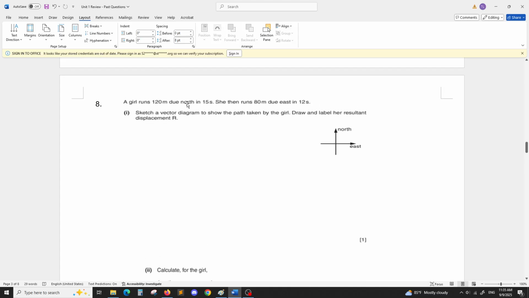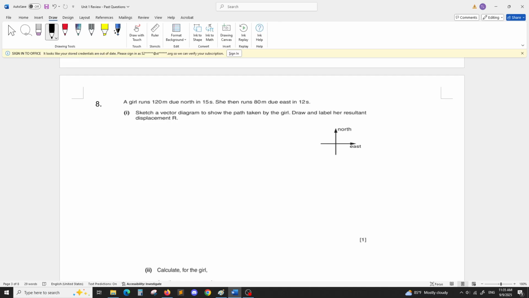A girl runs 120 meters due north in 15 seconds. She then runs 60 meters due east in 12 seconds. Sketch a vector diagram to show the path taken by the girl. Draw and label her resultant displacement. So I'm actually not going to use their diagram because it's too small.